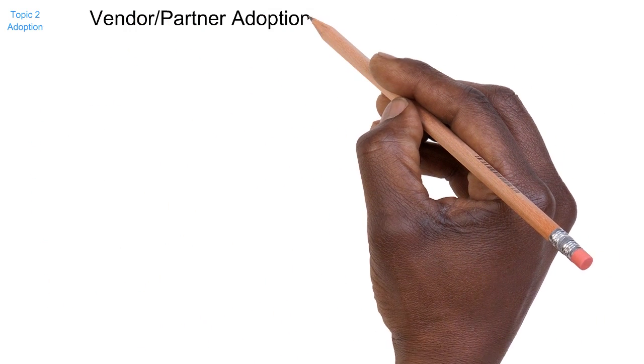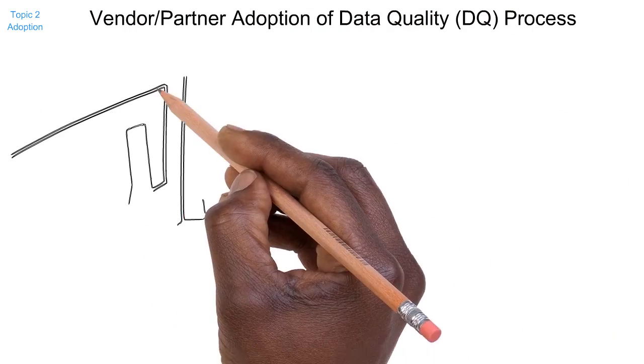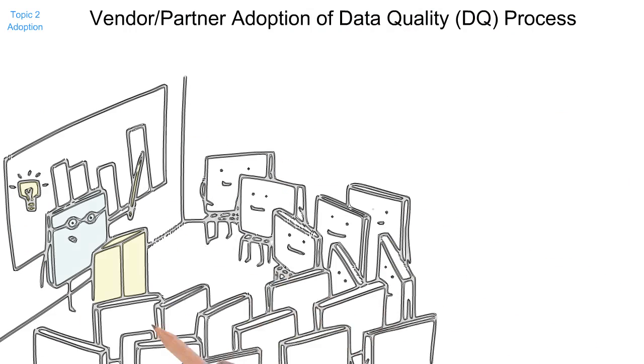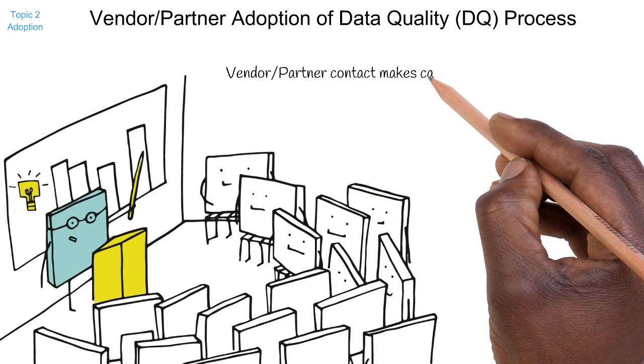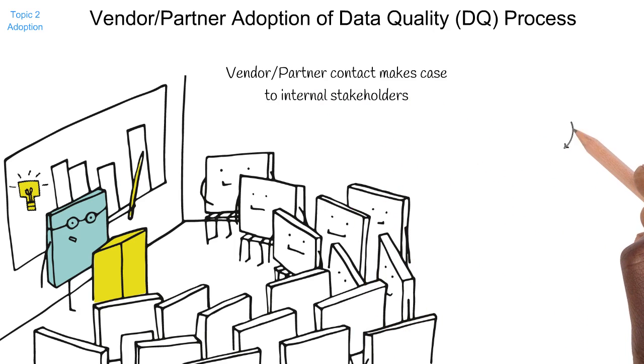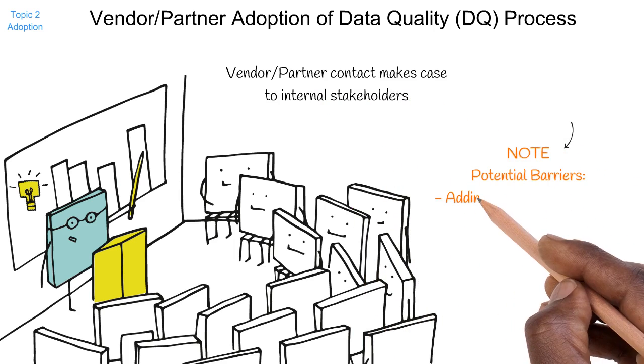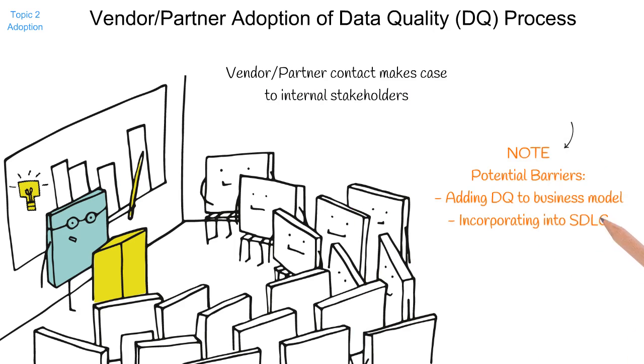Now the ball is in their court. The vendor or partner contact understands the why, and now they need to determine the how. The contact must go through internal channels and make a case to secure resources to adopt and implement a data quality change process in their software development lifecycle.